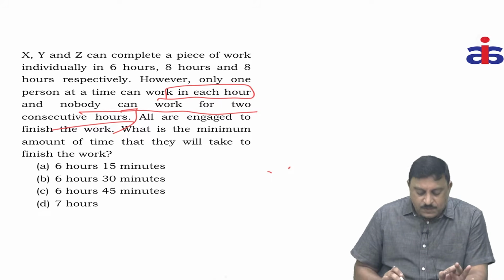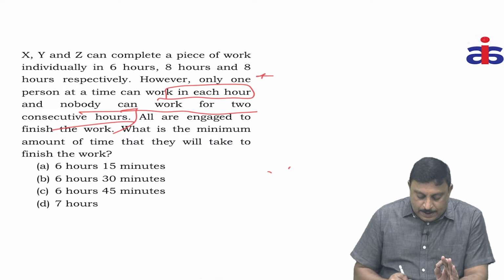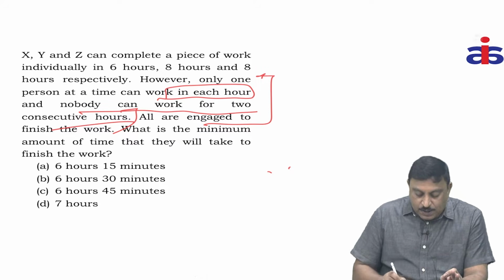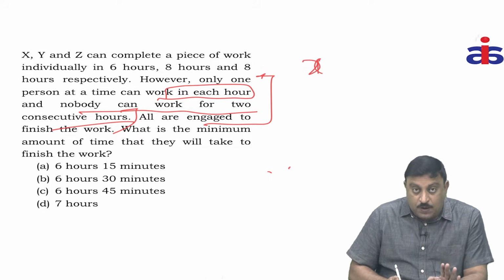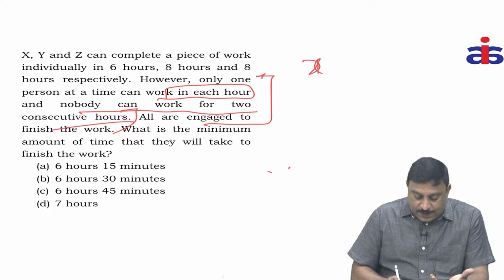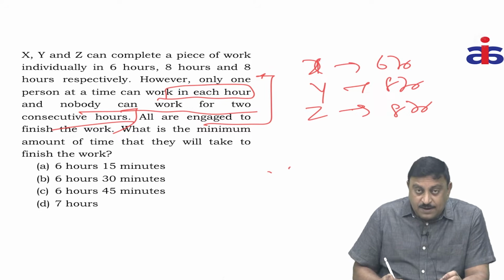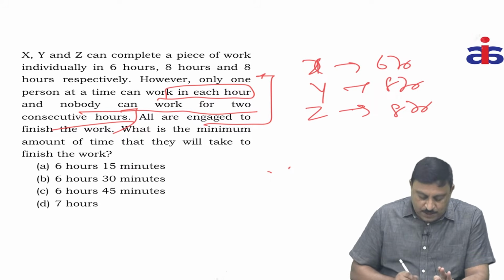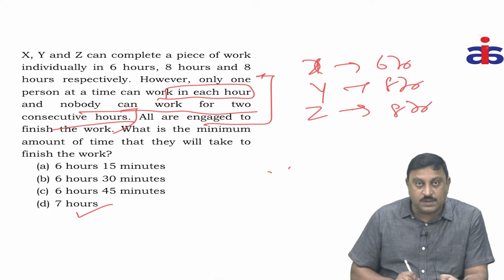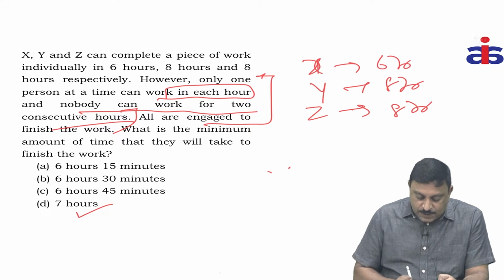So here, if you don't read this carefully or don't understand it, you may go wrong by taking it as just the alternate days model. So X, Y and Z: this one is 6 hours, this is 8 hours, and Z is 8 hours, right? Here you may think that it is alternate days and put X plus Y plus Z, which is wrong. You may get the answer as 7 hours. They gave that perfectly wrong answer there also, right? But once you understand this: however, only one person at a time can work in each hour.